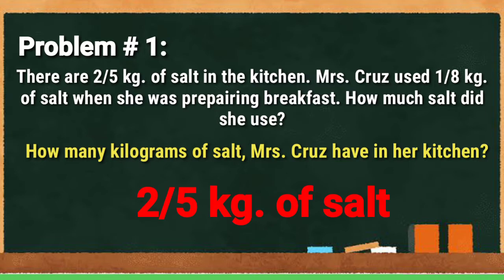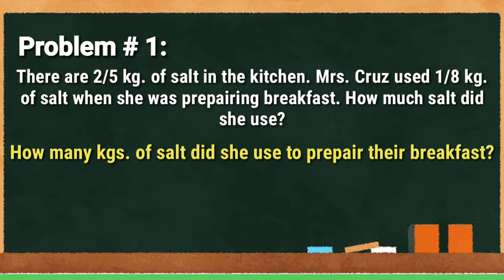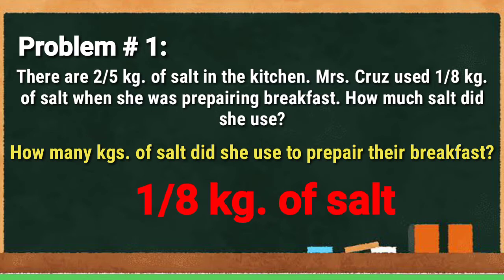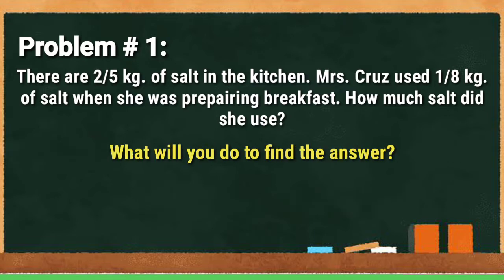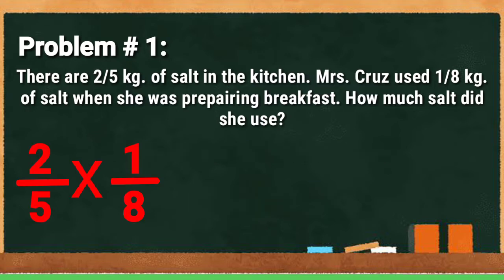Okay, so Mrs. Cruz has 2/5 kilograms of salt. How many kilograms of salt did she use to prepare their breakfast? Mrs. Cruz used 1/8 kilograms of salt. What will you do to find the answer? Okay, so you have to multiply. To find the answer, we multiply 2/5 and 1/8. So we're going to follow the steps in multiplying fractions to get the answer.